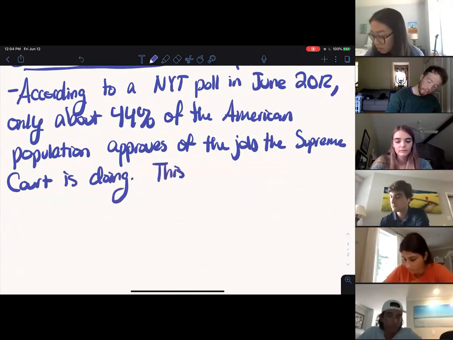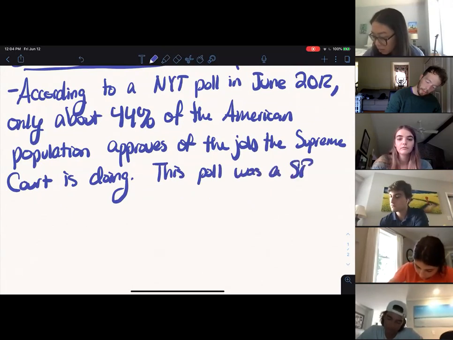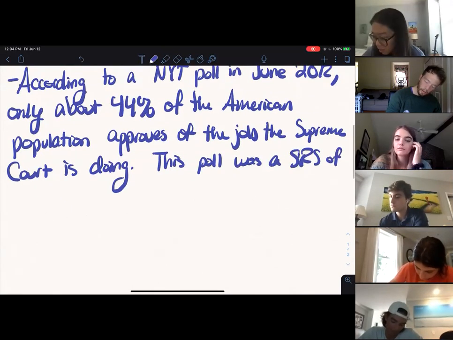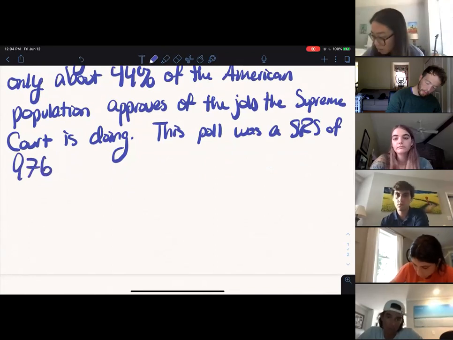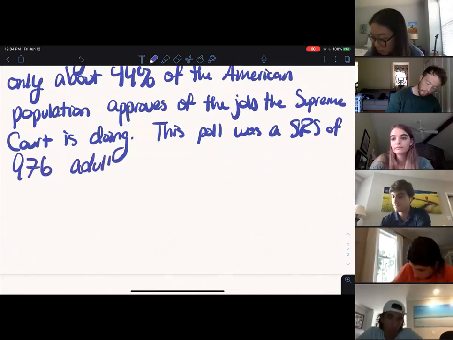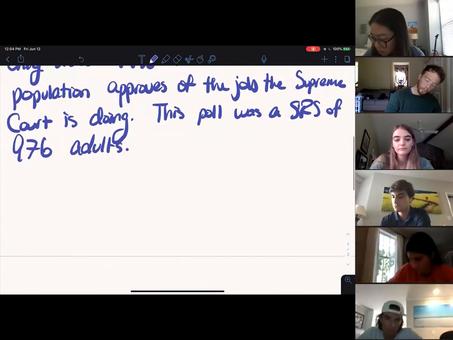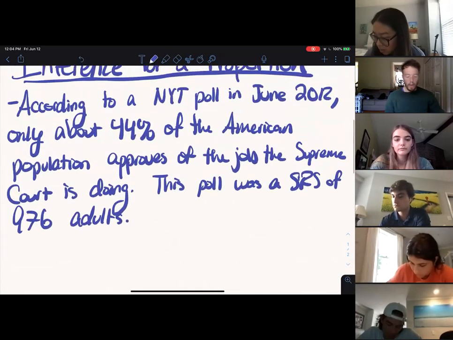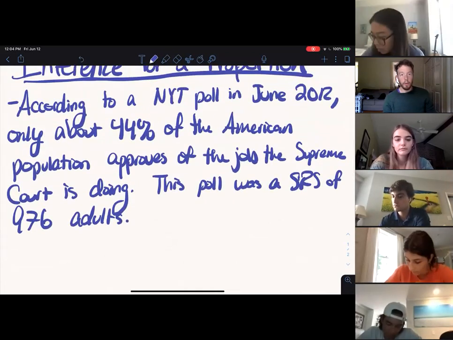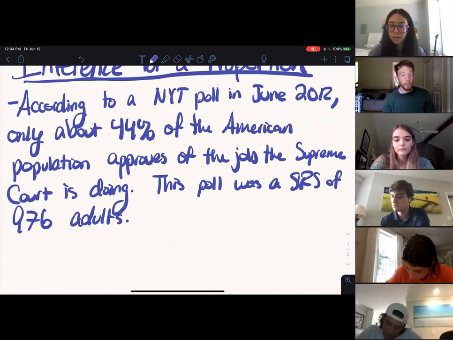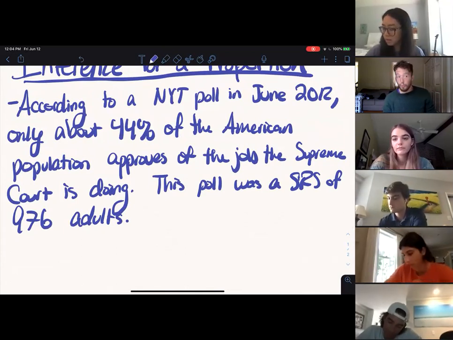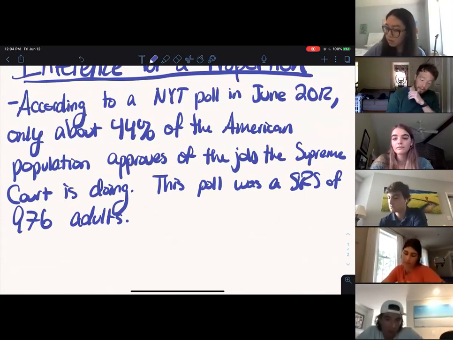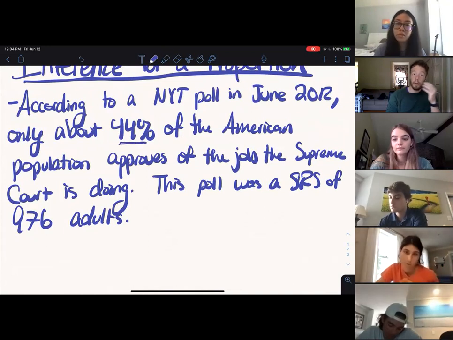I should mention this poll was a simple random sample of 976 adults. Okay, so we have the sample that we took and we have a bunch of data, but note that every single person in the sample is just saying yes or no, approve or disapprove, right? And we've sort of boiled all of our data down to this proportion of people who said approve.